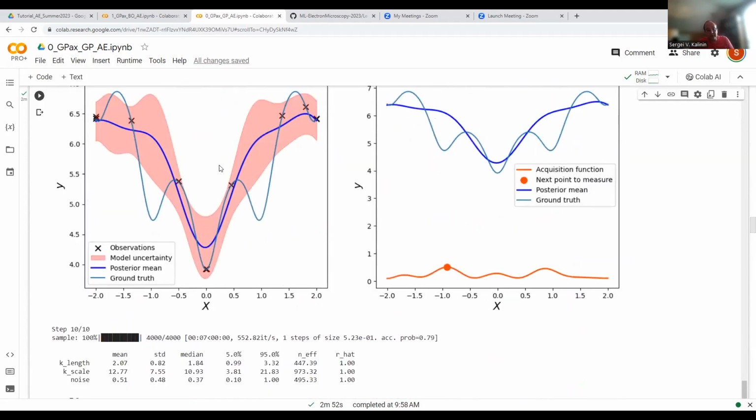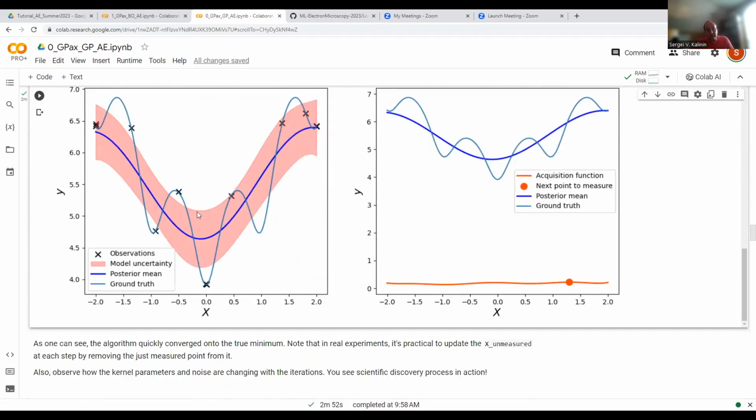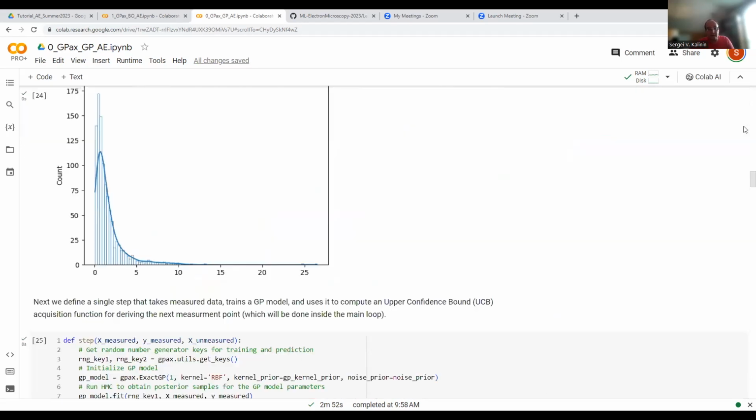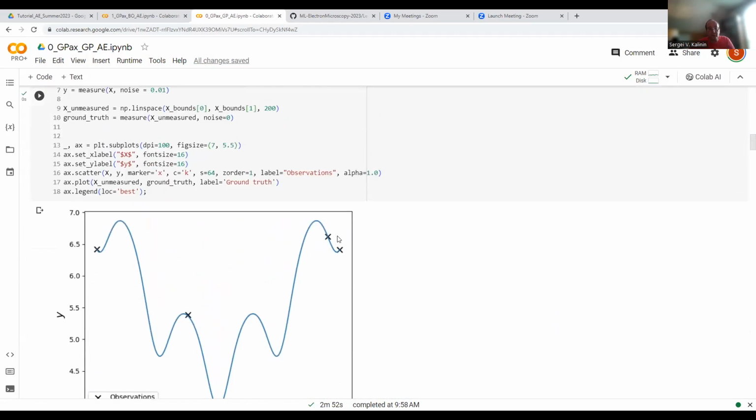However, if we spend some time running the algorithm, so we didn't do it all the way because it will take quite some time, you see that it starts to converge to the final ground truth value. Now let's do one more experiment.